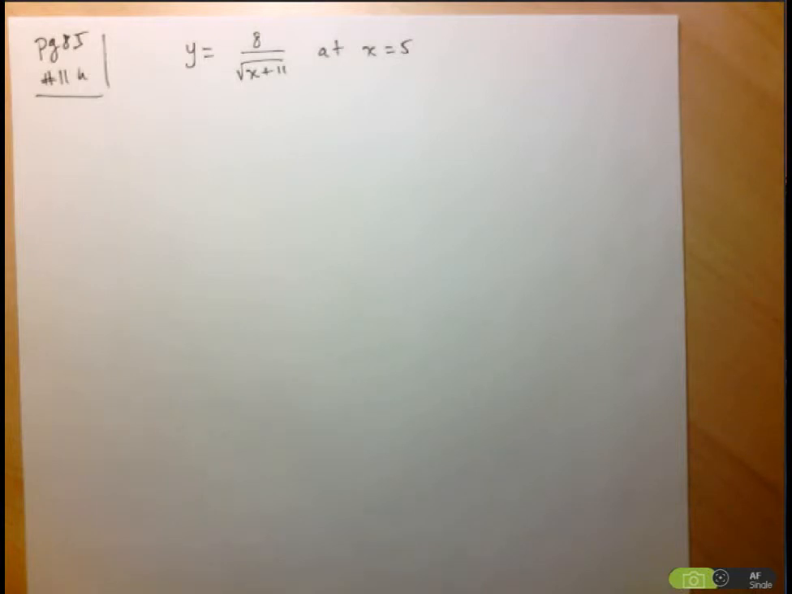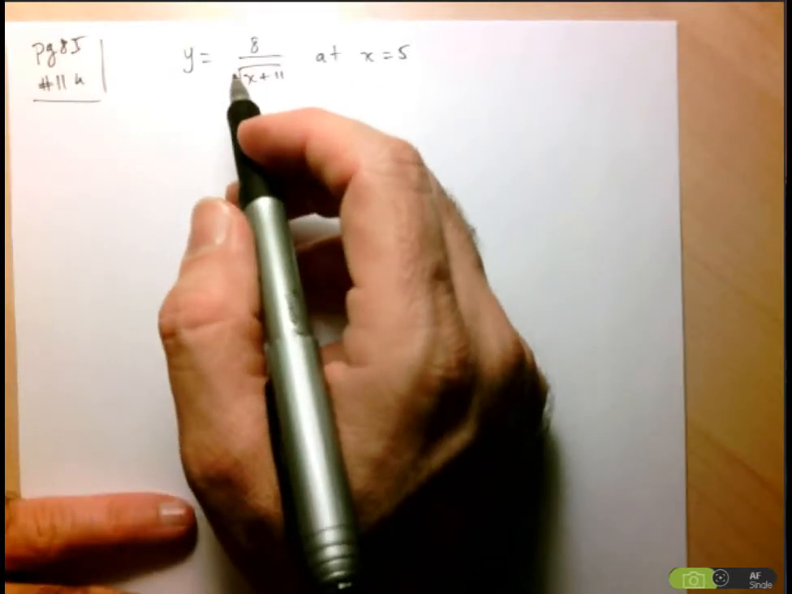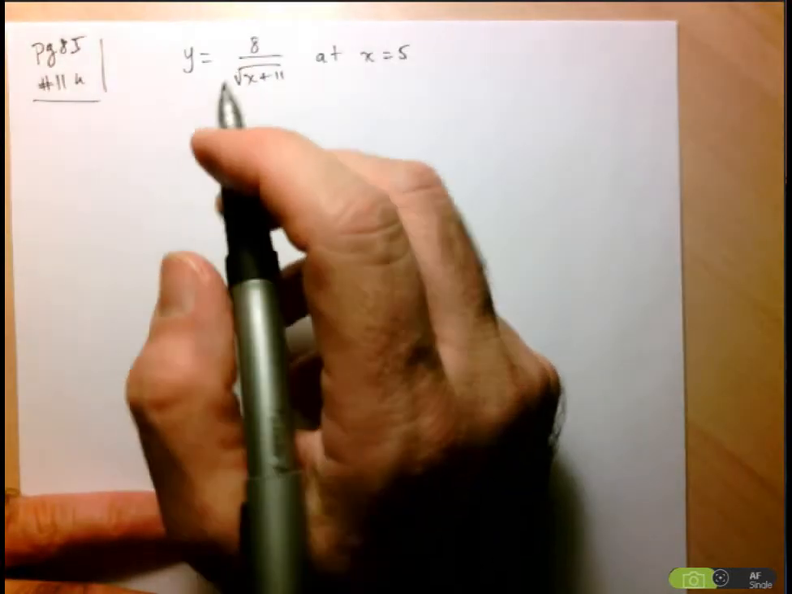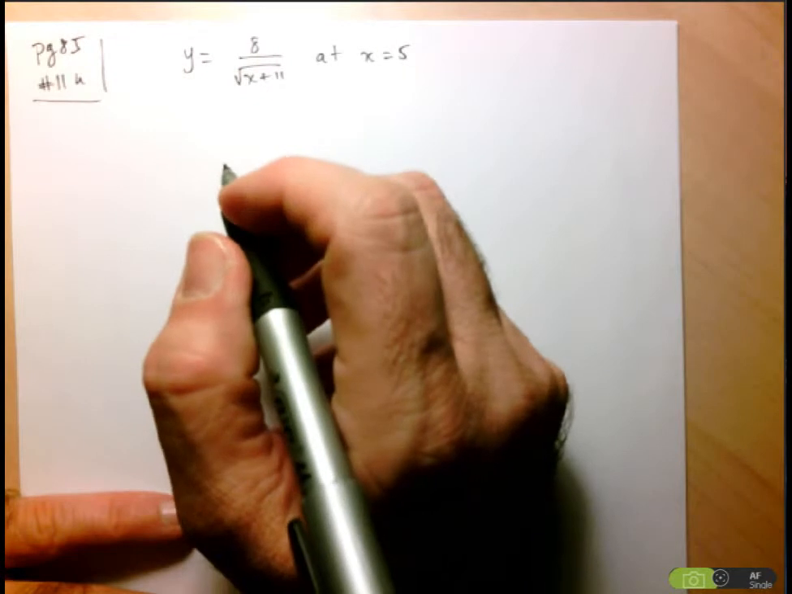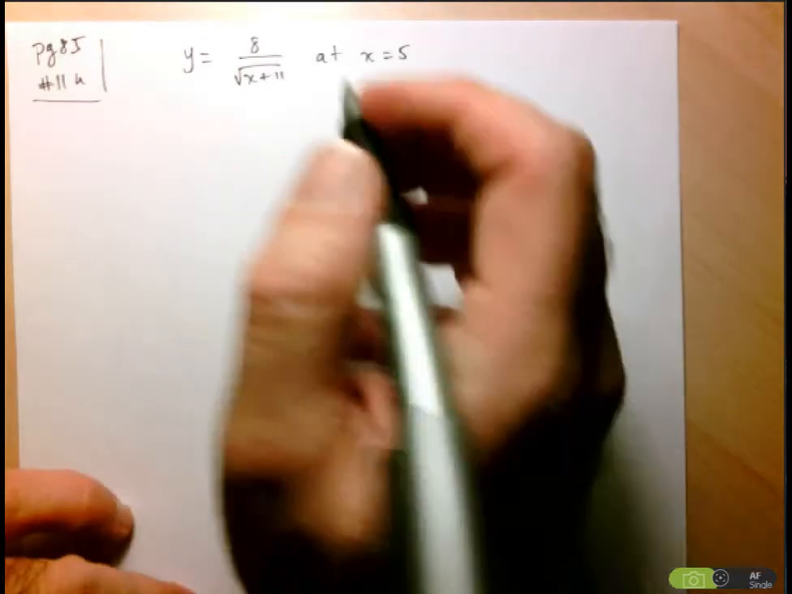Hi folks, we're going to take a look at page 85, number 11H. Here we're given this function and we want to find the rate of change at x equals 5. This time I'll use the h approaching 0 formulation.